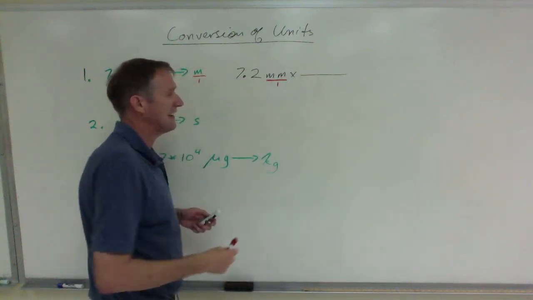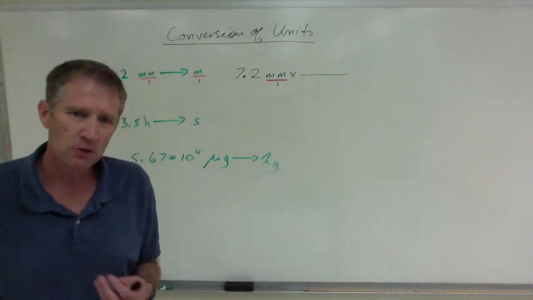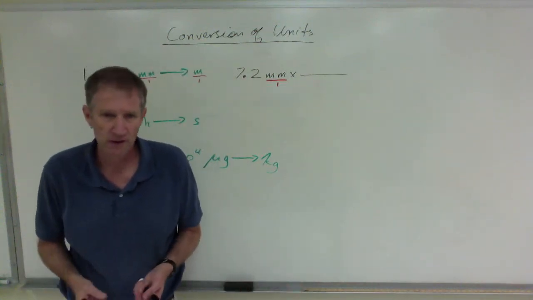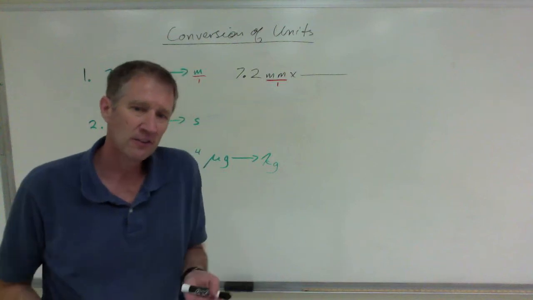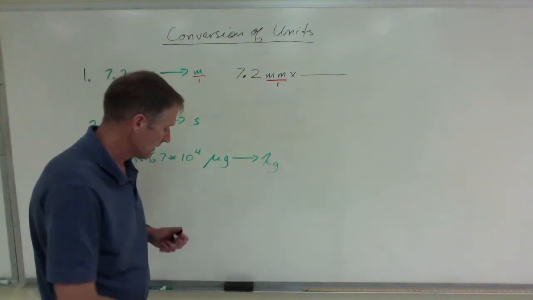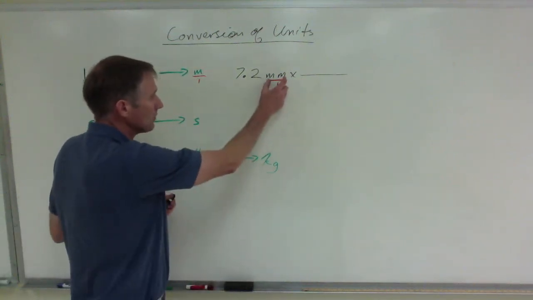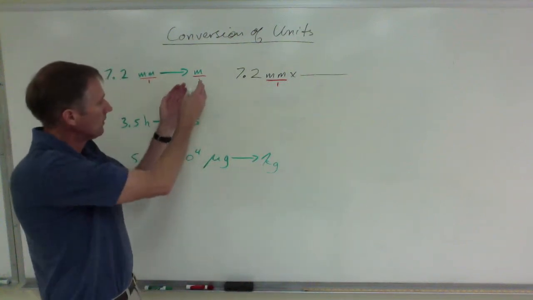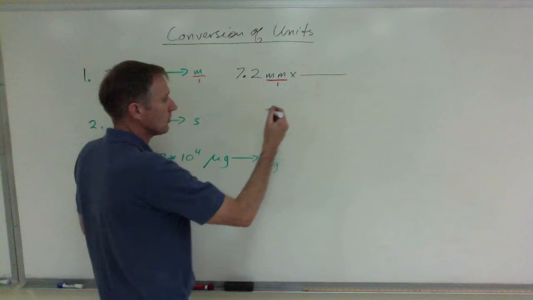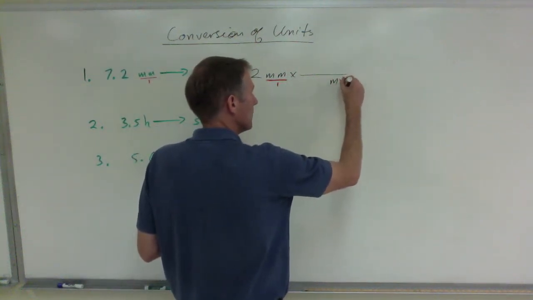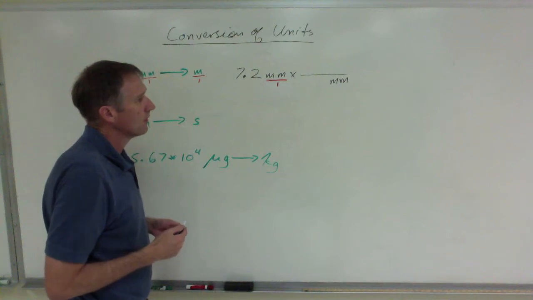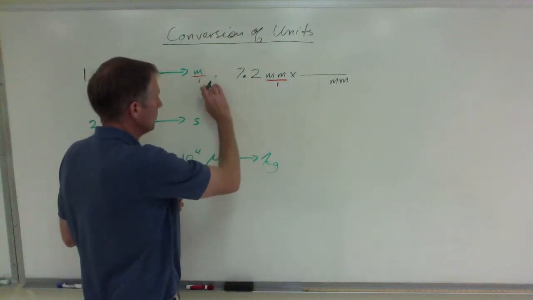Okay? So since these are in the numerator, I want these to cancel out. You can cancel and multiply units just like you do variables. You know that x times x is x squared. X divided by x cancels out to 1, right? So I have millimeters in the numerator. I want them to cancel out. I don't want millimeters anywhere in my final answer. And so I'm going to put millimeters in the denominator. I want meters to be in the numerator.